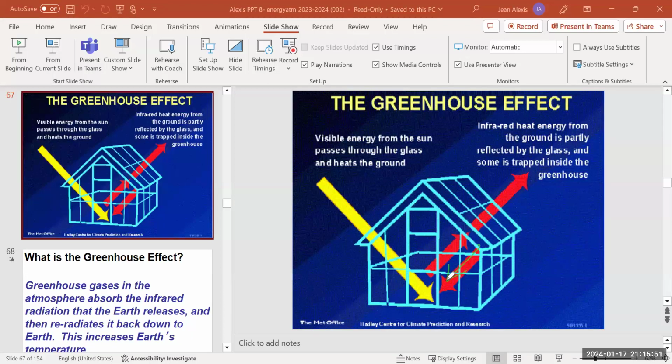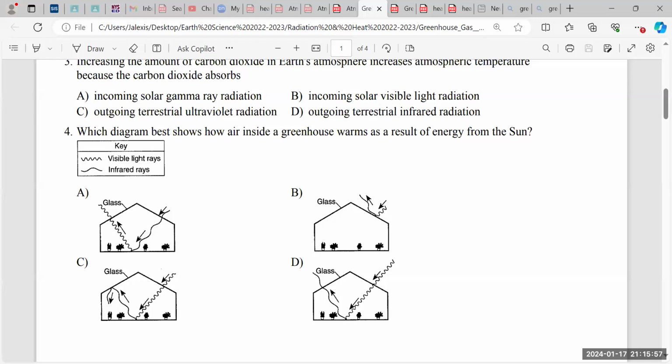inside, keeping greenhouses warm. So which option shows light rays coming through one side of the glass, and infrared rays coming from the ground, with the glass reflecting infrared radiation back into the greenhouse? That is choice C.